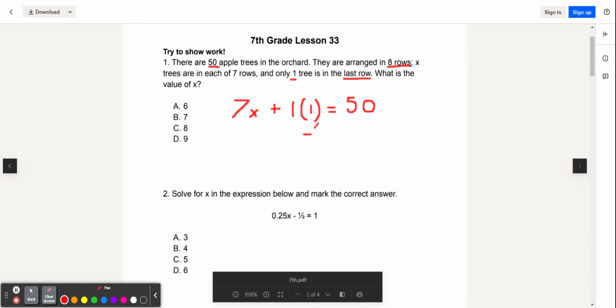So we can get rid of this constant by subtracting 1 from both sides. This cancels out, leaving us with 7x is equal to 49. We divide by the coefficient of x to isolate it, to give us x equals 49 divided by 7, which is 7. X is equal to 7. The answer is B.